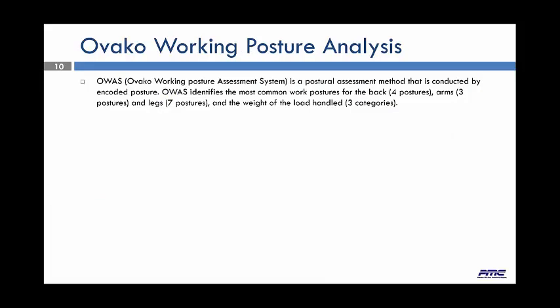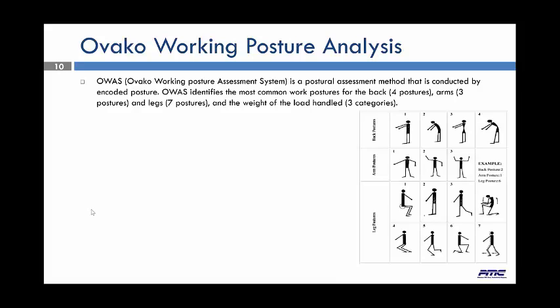Let's talk about the Ovako Working Posture Analysis, also known as OWAS. The Ovako Working Posture Assessment System is a postural assessment method that is conducted by encoded posture. OWAS identifies the most common work postures: 4 postures for the back, 3 postures for the arms, and 7 postures for the legs. And the weight of the load handled is in 3 different categories. Off to the right, you'll see samples of the different postures in arms and legs that we just spoke of.